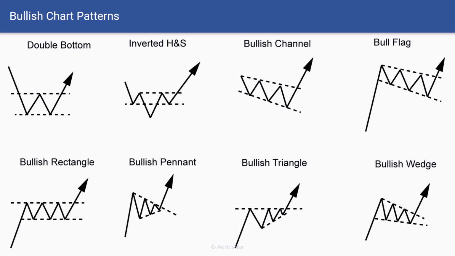Bullish channel. The bullish channel pattern is a technical chart pattern that is formed when a stock or any other financial instrument is trending upwards within the boundaries of 2 parallel trend lines. The upper trend line acts as a resistance level and the lower trend line acts as a support level. In a bullish channel pattern, prices tend to move higher in a series of peaks and troughs that are bounded by these 2 trend lines.